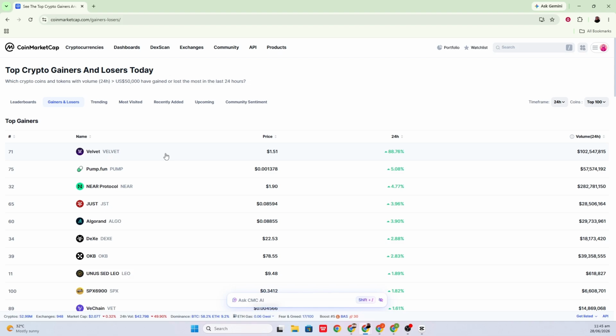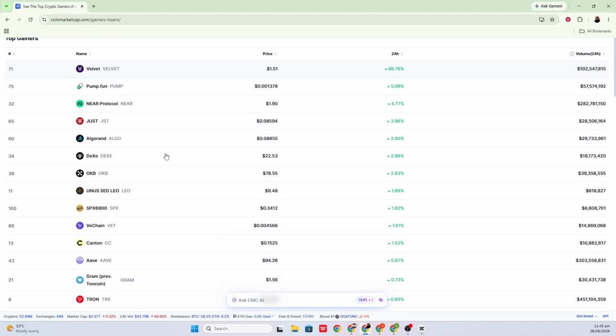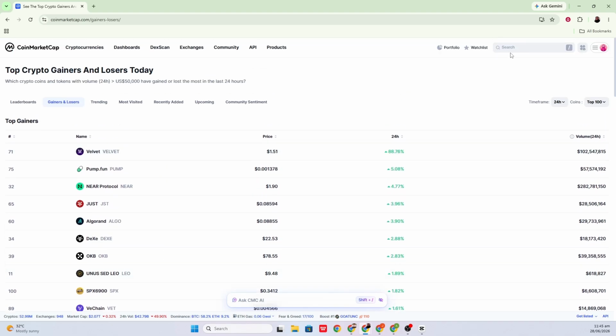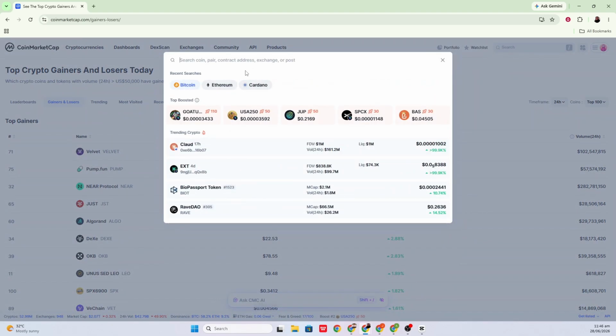For long-term trend analysis, open the page of a cryptocurrency such as Bitcoin or Ethereum. Locate the main price chart section. Select the All Timeframe option to view the complete price history of the asset.